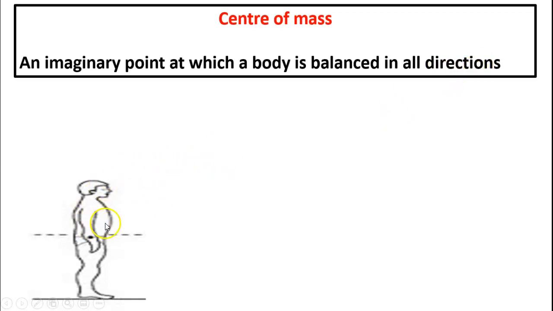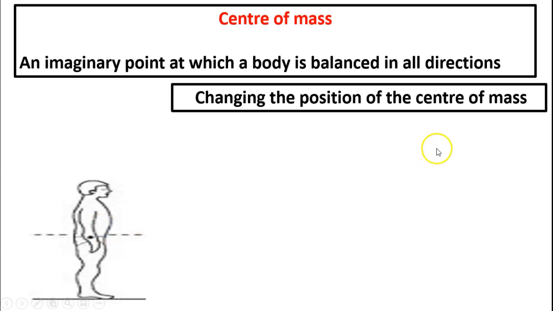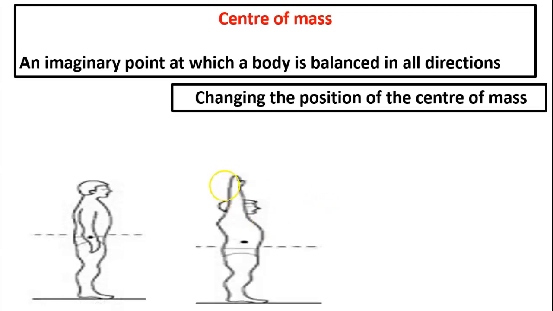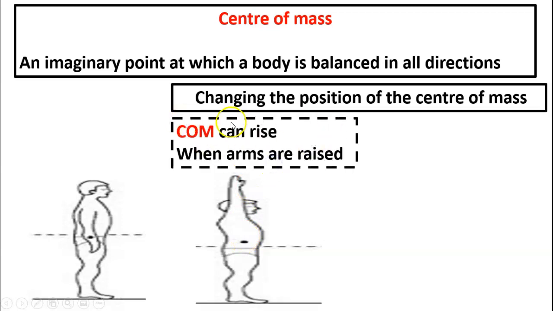Now, with the human body, the centre of mass doesn't always stay the same. So sometimes there can be a change in the position of centre of mass. So what can cause the change in the position of the centre of mass in the human body? The first way it can happen is by raising your arms. If you raise your arms, it brings up the centre of mass and makes it slightly higher. So the centre of mass rises when arms are raised, and that's our first change in the position of centre of mass in the human body.